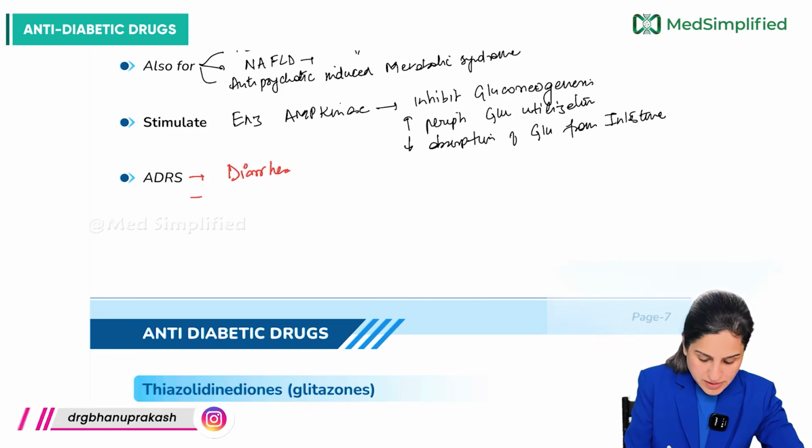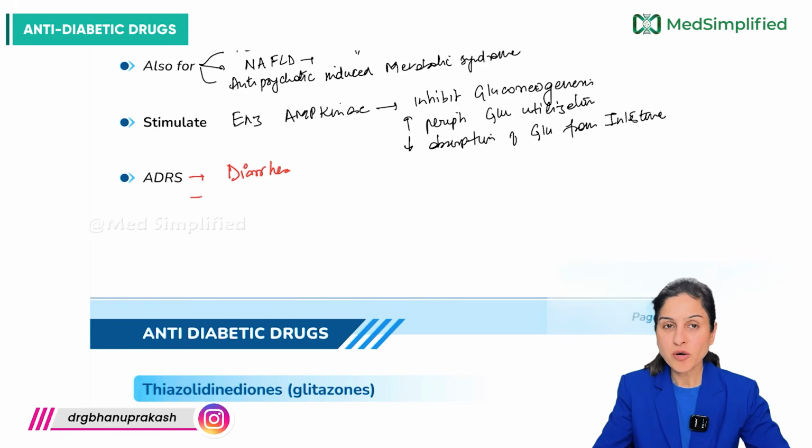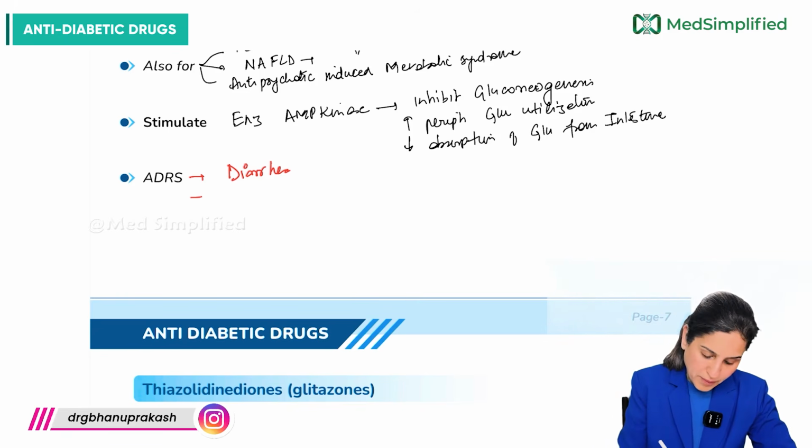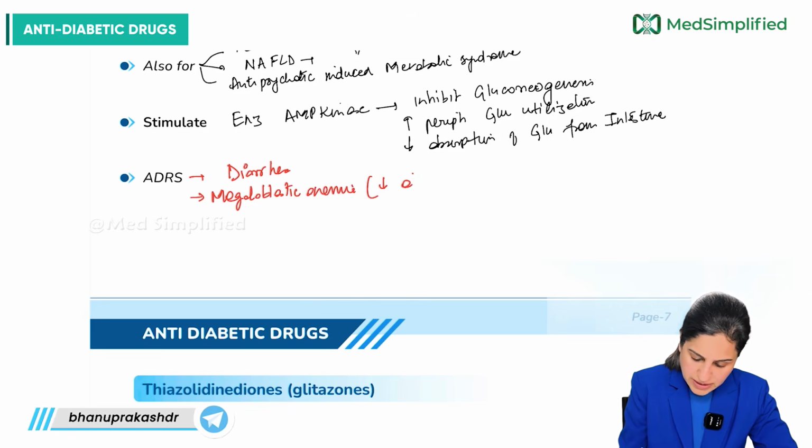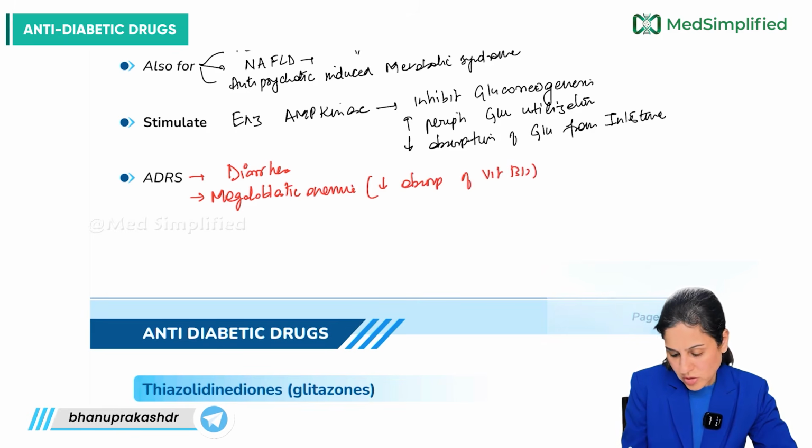Others, because it decreases the absorption of not only glucose from the intestine but also vitamin B12. So it can lead to megaloblastic anemia because of decrease in the absorption of vitamin B12.